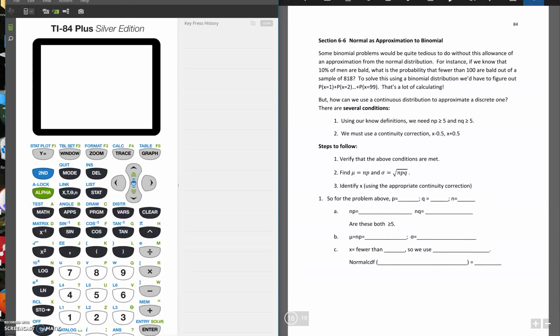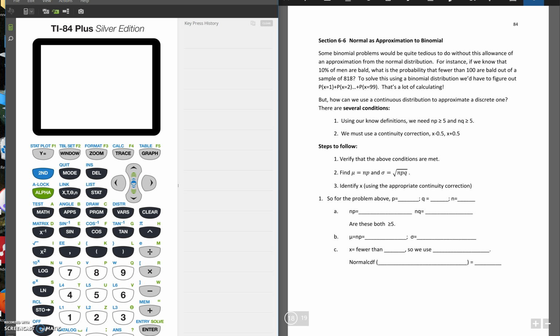In this video, we're going to talk about how we can use the normal distribution to approximate the binomial distribution. So here's the setup. Some binomial problems would be quite tedious to do without this allowance of an approximation from the normal distribution.